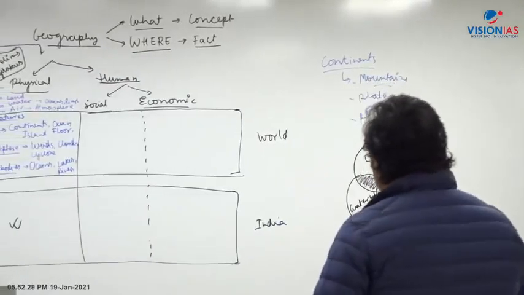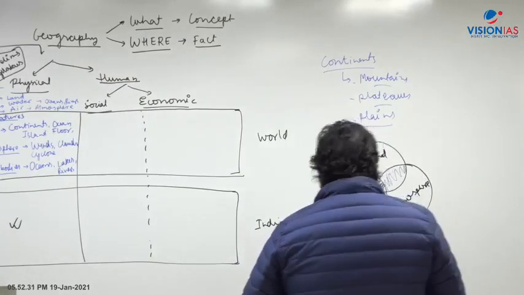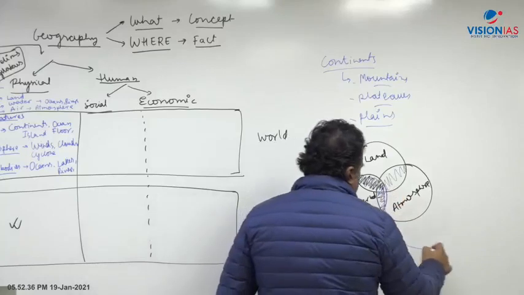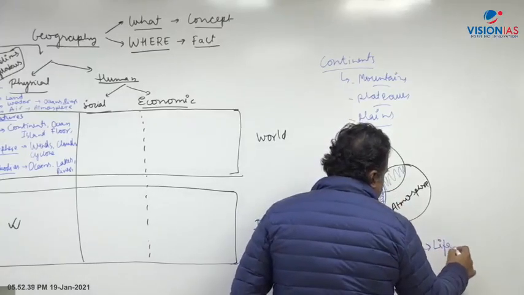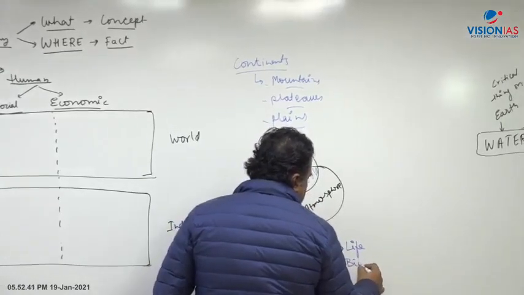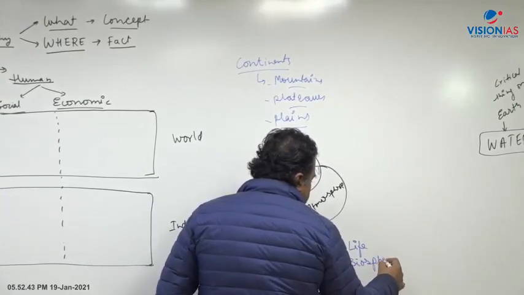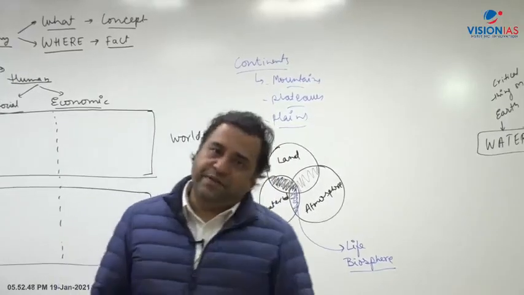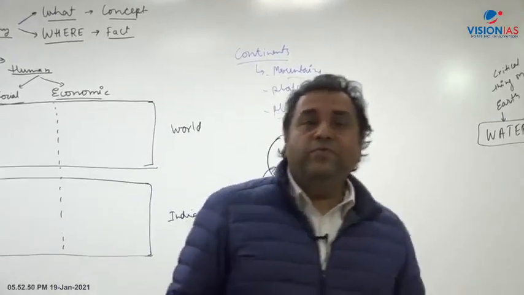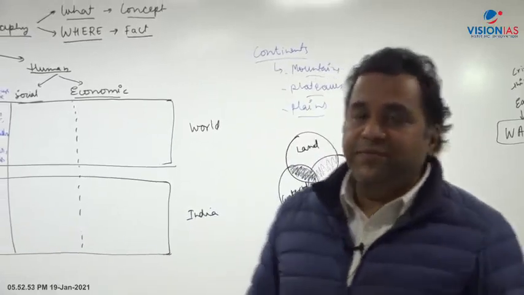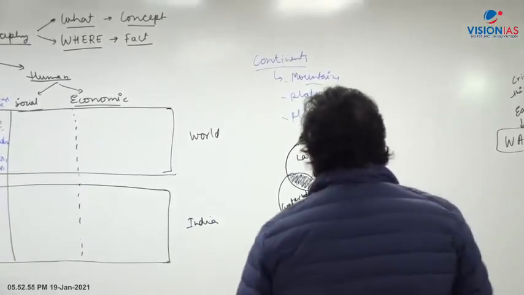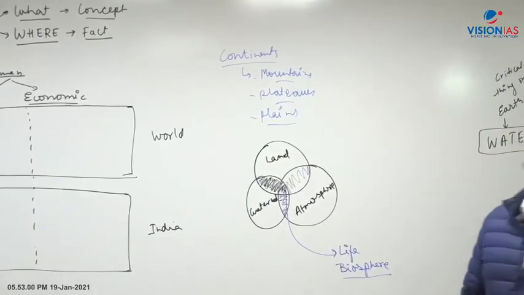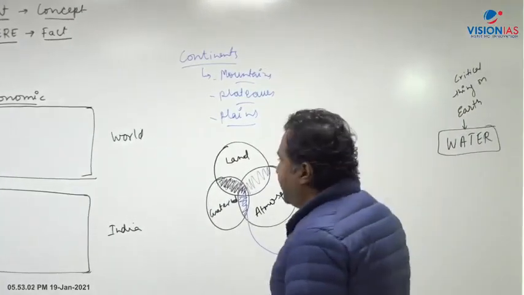So basically the regions where you find life, all this region where you find life, this region you call the biosphere. The region where we find life on earth, we call that region the biosphere. Bio means life. The word bio comes from life. So, biosphere, the sphere of life.